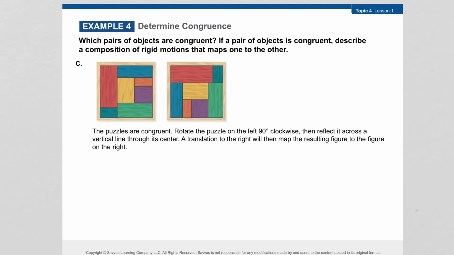In this example, the shapes will be congruent as long as we perform a rotation, 90 degrees clockwise, followed by a reflection across this vertical line. So first we need to rotate the image so that the colors are aligned and then do a reflection across that vertical line.